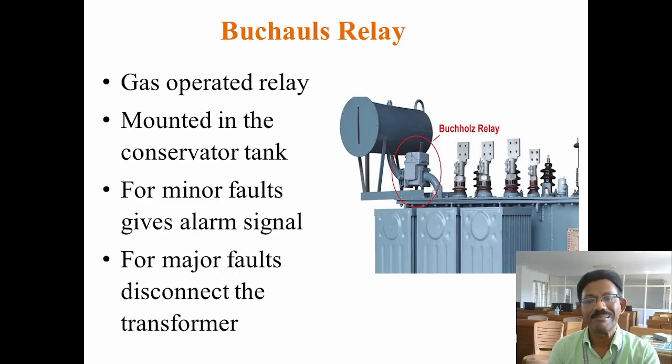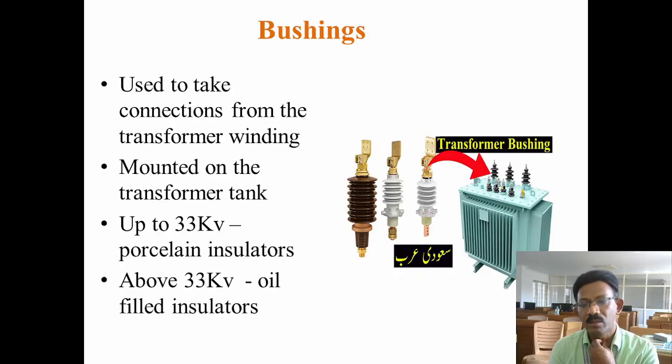Then the Buchholz relay. It is one gas operated relay. This relay is mounted in between the conservator tank and the main tank. For a minor fault, it gives an alarm signal. For a major fault, it disconnects the transformer from the supply. So it is also a very important protective device used in power transformers.